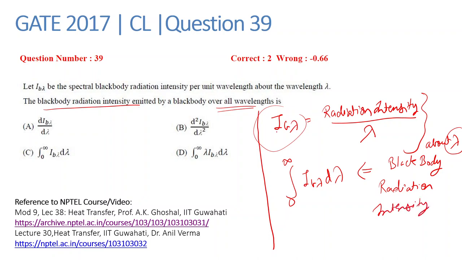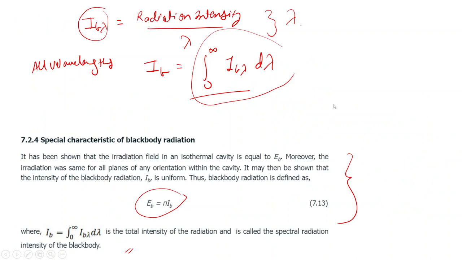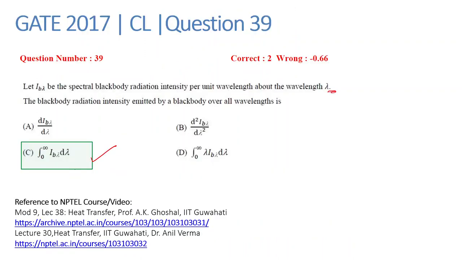So basically we were given IB lambda for a particular wavelength. To find this black body radiation intensity over all wavelengths, we have to just integrate it over lambda. That will give us the black body radiation intensity. And this black body radiation intensity is used to define this term black body radiation as EB given IB. So here we have been given that IB is the total intensity of radiation, and it is defined as integration of 0 to infinity IB lambda d lambda. So yes, from the given options we can select option C as the correct option.